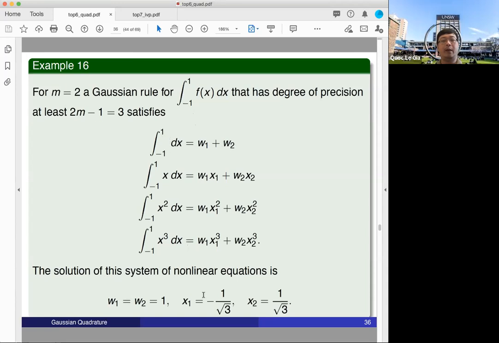So that's correct. And then x1 and x2 have opposite signs and equal plus or minus 1 over square root 3. You put it in here and you can check. For the second equation, I get 0 here, and the integral on the left equals 0, so it's correct. For the third equation, you get 1/3 plus 1/3, so 2/3, and the integral is 2/3. And for the last one, you get 0 on the left and 0 on the right as well. So it's a solution. With 2 points, you can achieve degree of precision 3.